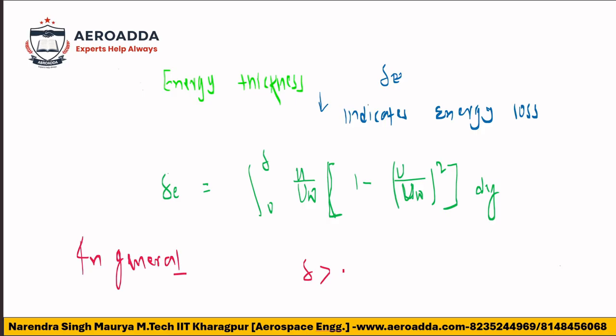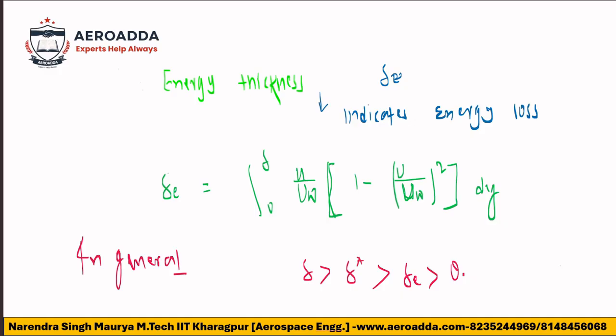Then you will have delta star, which is the displacement thickness. Then first is boundary layer thickness, then displacement thickness, then you will have energy thickness. Okay, then last you will have momentum thickness. So in general, this is happening, after calculation and all. So anything you can calculate, it will be very easy for you.